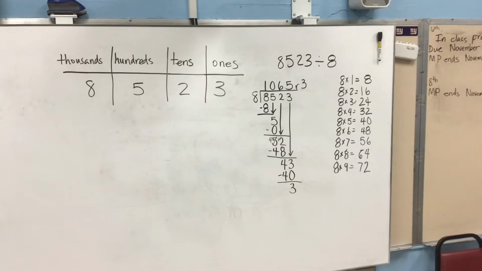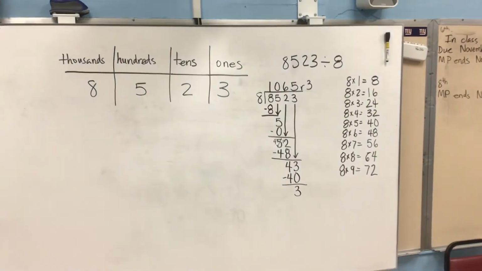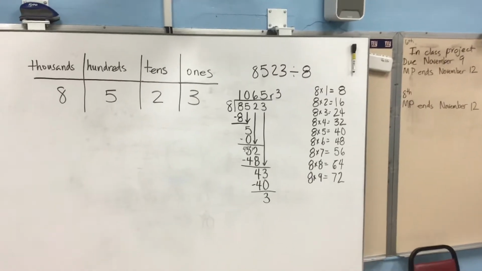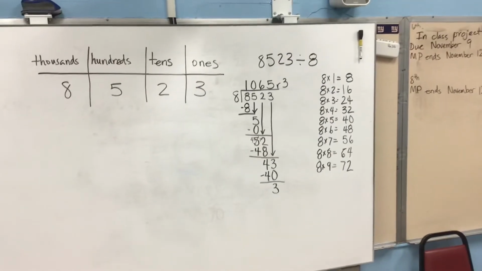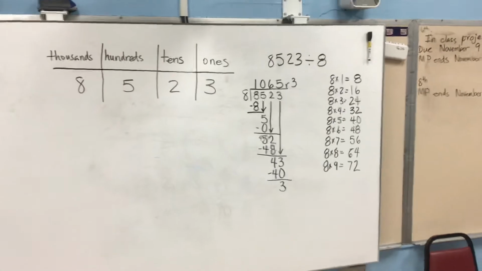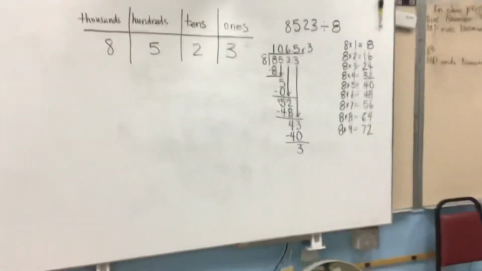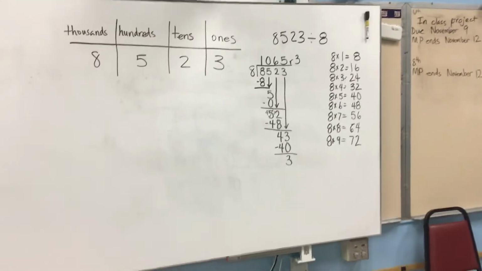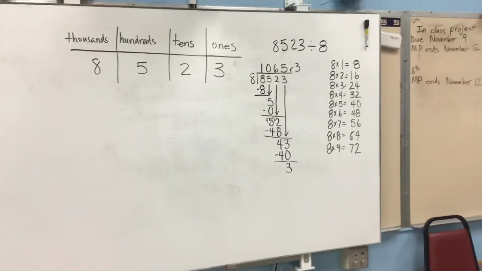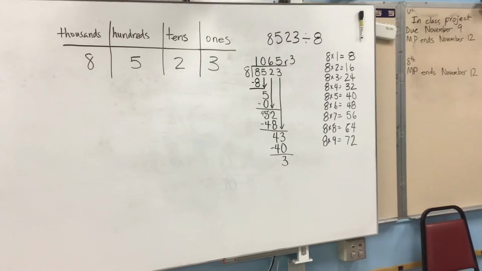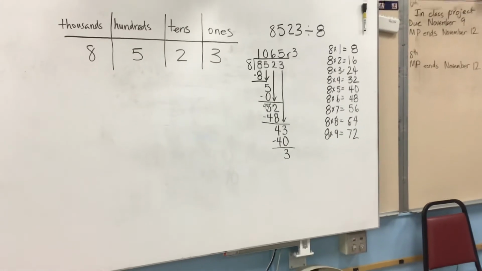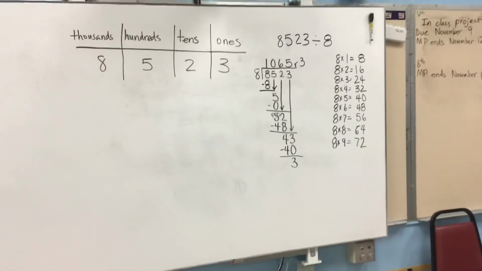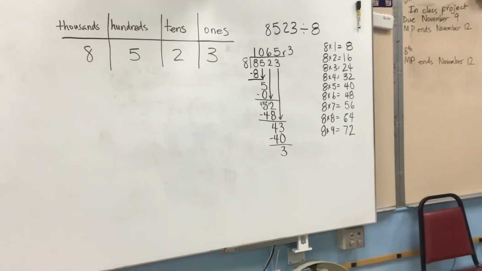You'll notice that I'm dividing 8,523 by 8. And on the right side of the board, I have written down the 8 times table. The reason I do that is because some kids don't know their multiplication facts instantaneously. So if you're one of those kids, don't feel bad. I write them down so I can see them to make the division faster. If you feel comfortable doing that, go for it.